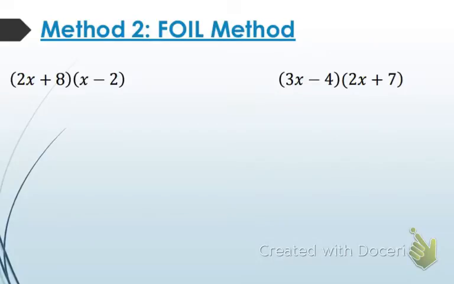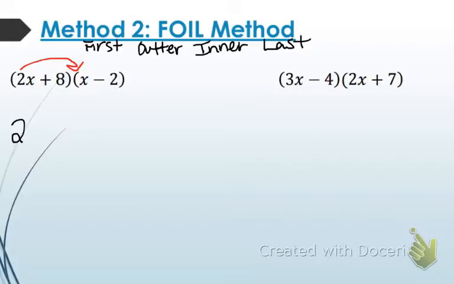But this time, I'm not going to write down the F, the O, the I, the L. I'm just going to write here. F stands for the first. O stands for the outer. I is for inner. L is for last. So the first term times the first term. This is 2x times x. 2x squared.